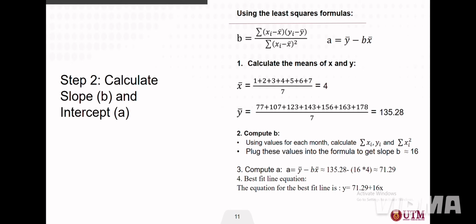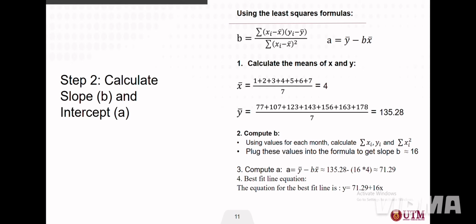So first, we need to solve the X dash. To solve the X dash, we sum the month numbers and divide by the total number of months, which is 7. Then we get 4. For the Y dash, we calculate the total monthly sales divided by the number of months. And we get 4 and 135.28 for X dash and Y dash.